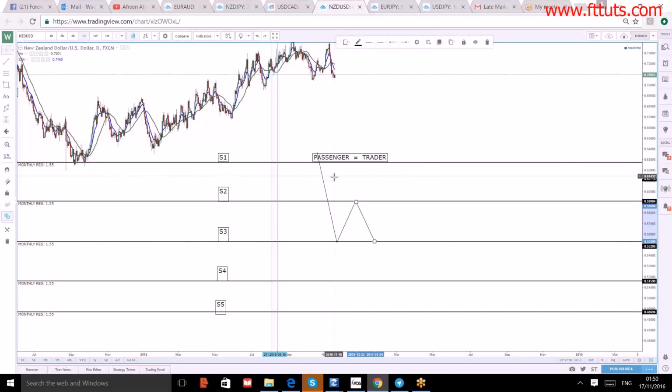But what I mean by saying this is: if you open a trade at S1, guys, and the price has moved to S2, the level below the level where you took your entry, you're in the wrong trade.